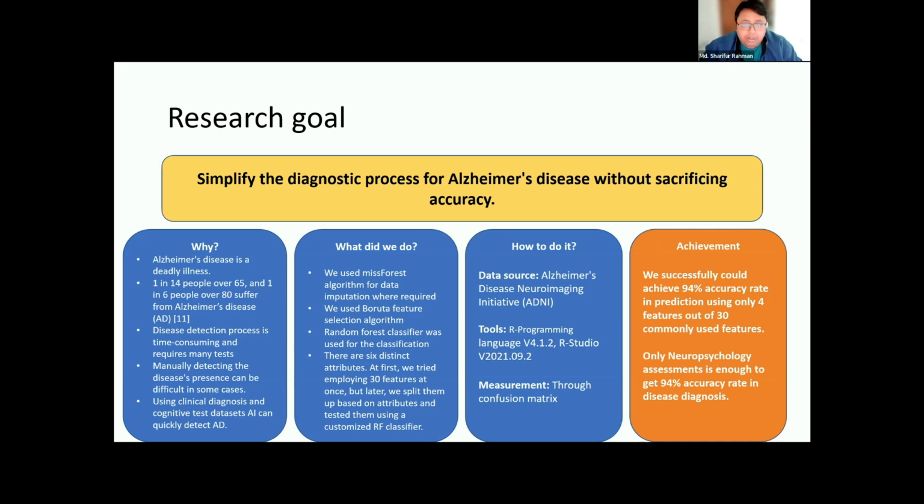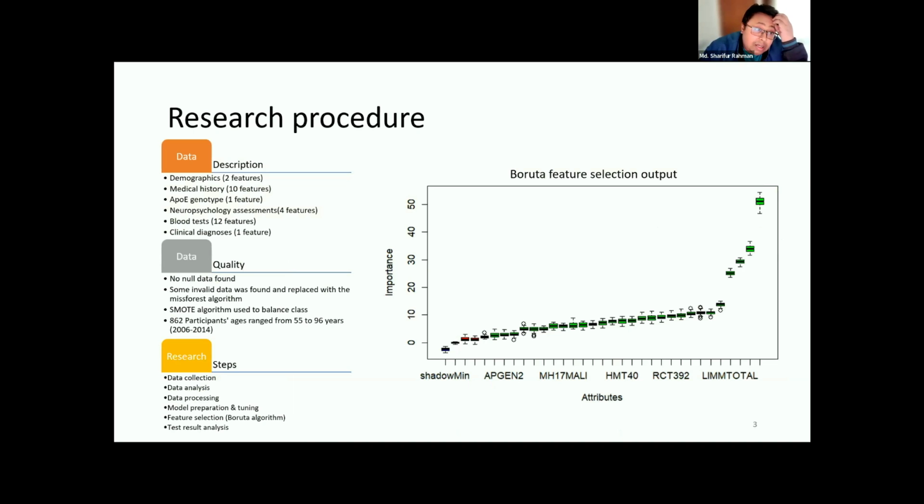So if we go in deep, yeah, we had 30 different features in the data set, and 2 features were about the demographics of the patients. 10 features were about the medical history. 1 feature was about the genotype, and 4 features were about neuropsychology assessments. 2 features were from the blood test, the lab report, and 1 feature was the clinical diagnosis.